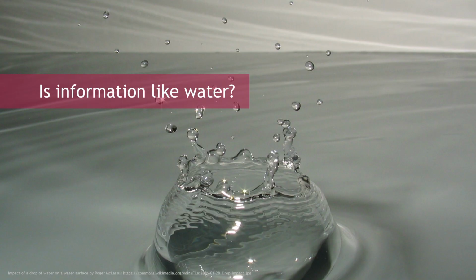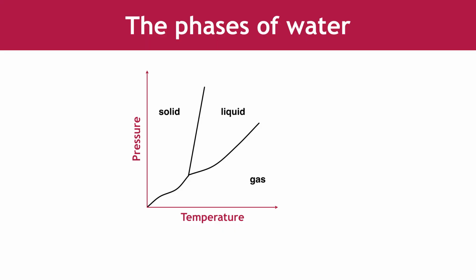Now, when we talk about viscosity, or the ease of flow of meaning, I like to ask, is information like water? When we think about water, its nature is very different depending on the amounts of pressure and temperature. Depending on pressure and temperature, it could be a solid, or a liquid, or a gas. What if we do the same thing with information?